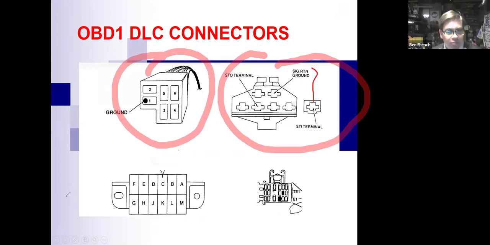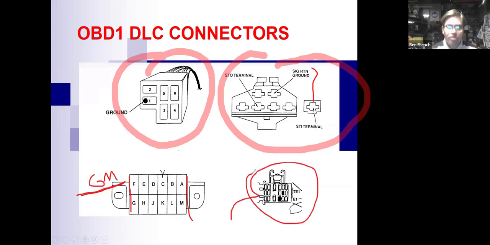Here's the GM one. And remember that the GM OBD1 set a lot of standards for OBD2. So you can see that looks very much like the OBD2 connector, just 12 pins instead of 16, and the sides are square instead of round. Here was your Toyota connector. So if you've ever set timing or something on a Toyota, you had a connector like that. Older Mazdas had a similar looking connector. Basically, you were all over the place.